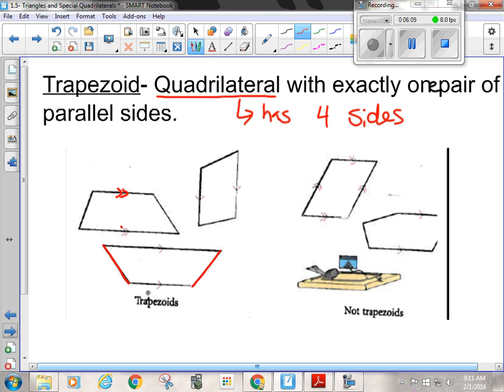Again, parallel sides are marked here with the arrows. Not trapezoids, you'll see a parallelogram. That parallelogram here is not a trapezoid because it has more than one set of parallel sides.